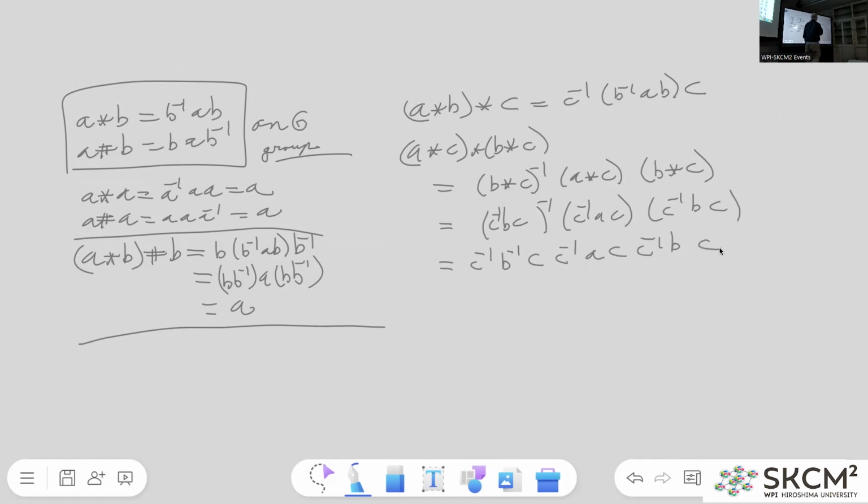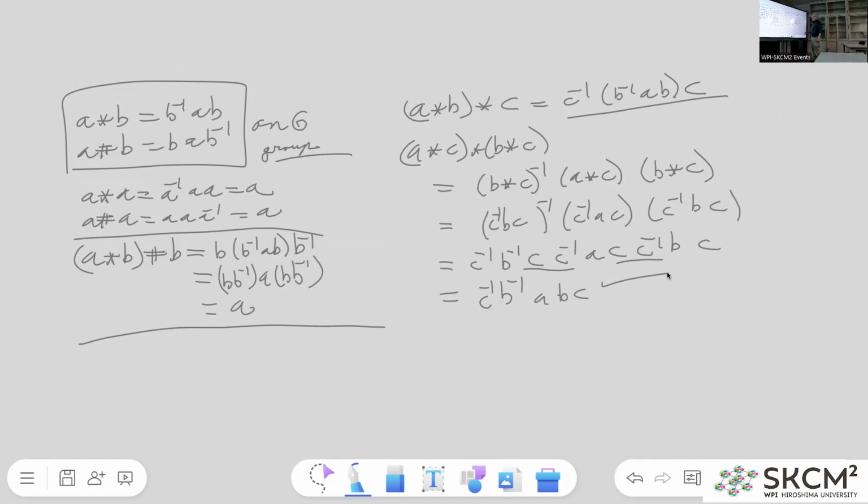Groups are associative. These cancel, and I get C inverse B inverse A, B, C. So that's correct. So it self-distributes, and of course you can check the other one just as easily. So given any group, the operation of taking conjugates gives us an oriented model. And these are obviously in general very different operations, right? So we have non-trivial examples of oriented quandles.